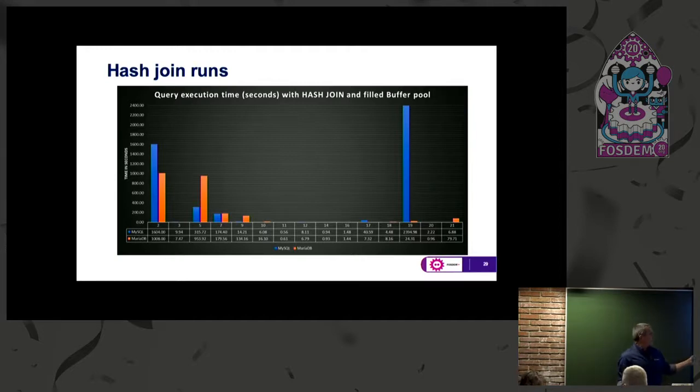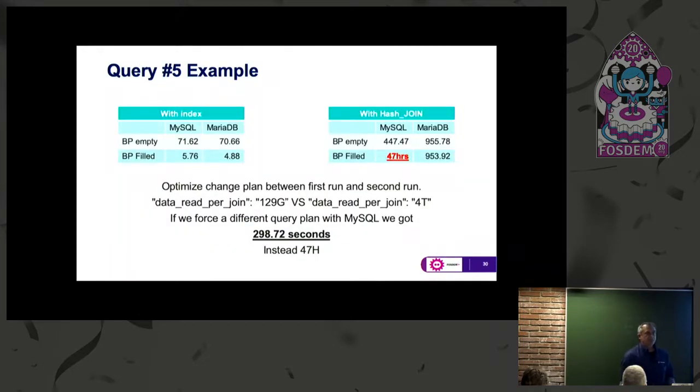But again, as we see, the queries that were not correct, the queries that were taking long, were still taking long. Here we have an example, query 5. With index, query 5 takes 71 seconds in MySQL with an empty buffer pool, and 5 seconds with the buffer pool filled. In MariaDB, it takes 70 seconds and 4.88. So MariaDB is better. MySQL takes a little bit longer, but it's not really too much.